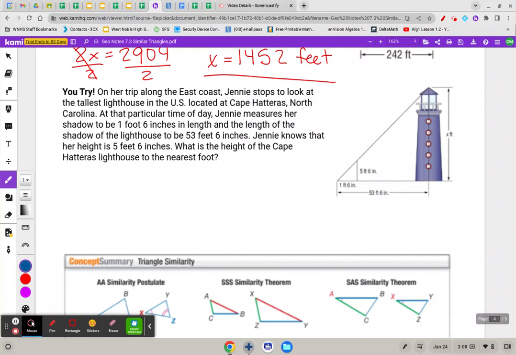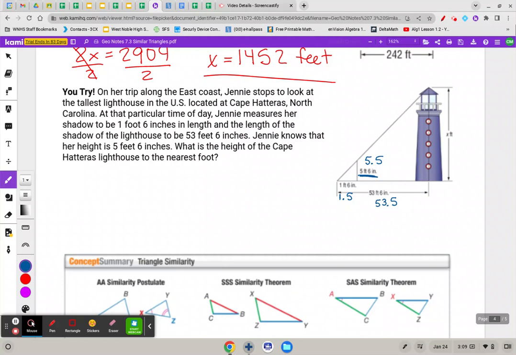So, notice something tricky here. 5 feet 6 inches is not 5.6. 6 inches is actually half of a foot. So this would be 5.5, and 1 foot 6 inches is 1.5, and 53 feet 6 inches is 53.5. So notice, don't put 0.6 there. Hopefully you didn't.